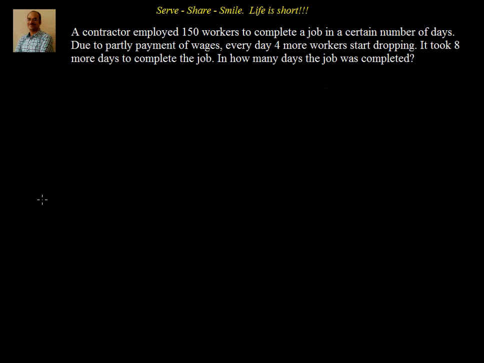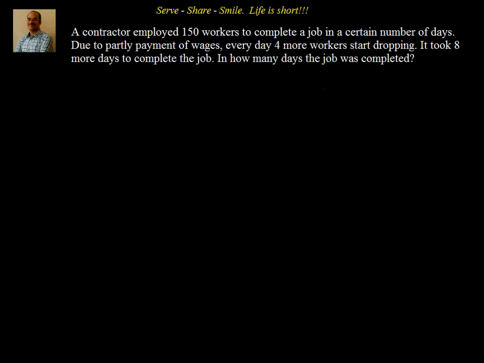A contractor employed 150 workers to complete a job in a certain number of days. Due to partly payment of wages, every day 4 more workers start dropping. It took 8 more days to complete the job. In how many days was the job completed?